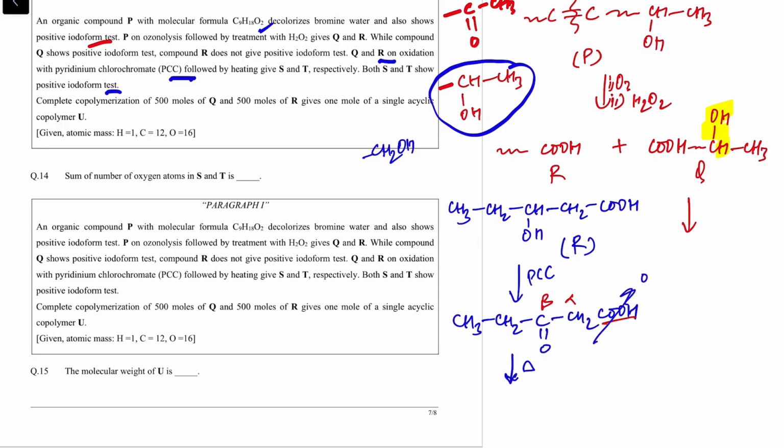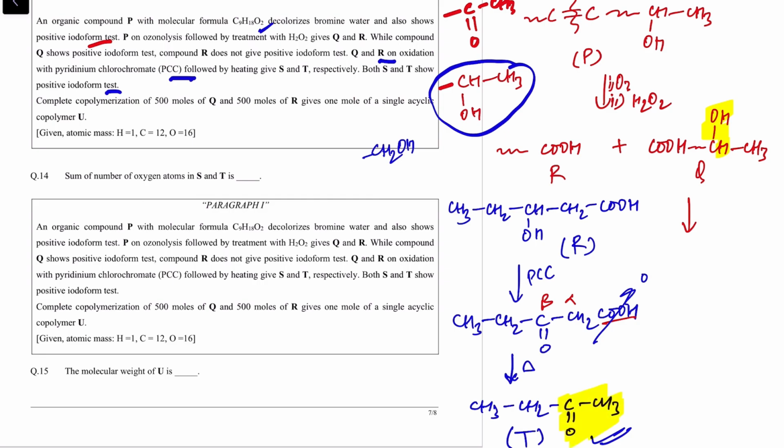CO2 disappears in this case and then you get CH3, CH2, C double bond O and CH3. That is the structure of the product formed by R. So Q and R on oxidation give S and T respectively. So this is the structure of T. And yes, both S and T show positive iodoform test, because it has now this methyl ketone linkage.